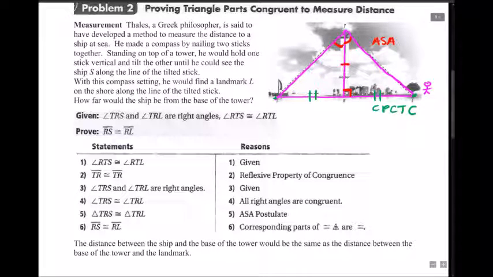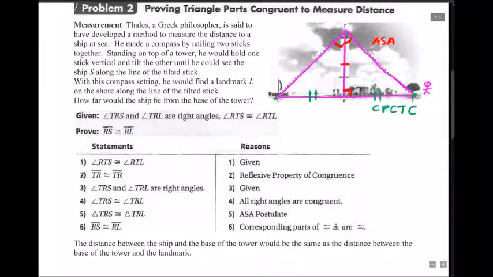We know that we have right angles because all good buildings are built perpendicular to the ground. And we know that our top angles are congruent. And we want to get these two bottom segments to be equal so that we know how far the ship is out in the bay. Well, let's look at what we did.